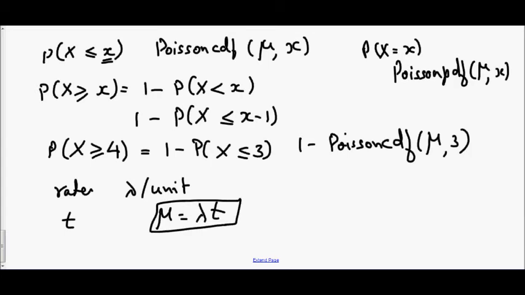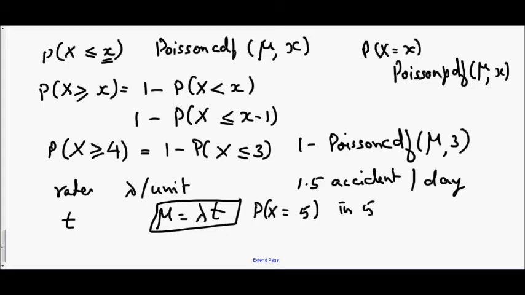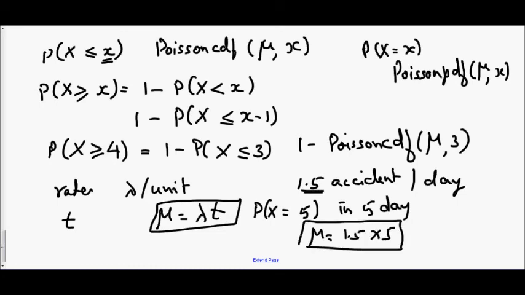Say if you have 1.5 accidents per day, and you are asked to find the probability of 5 accidents in 5 days. You cannot just take 1.5 as mu. The mu would be 1.5 times 5, and this is very, very important. If you miss this, your whole question, the marks are lost.